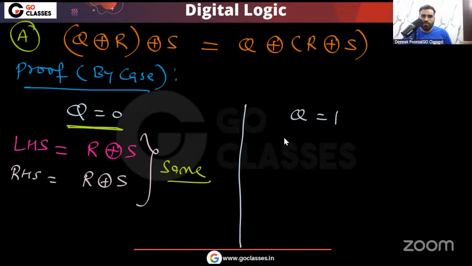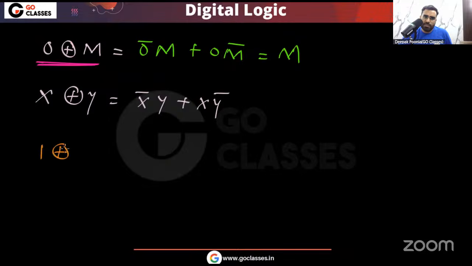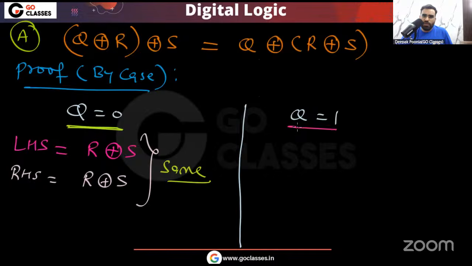Okay, so let's see when Q equals 1. So here you can see what happens when I do 1 XOR M. You can see that will be 1 bar M or 1 M bar. 1 bar is 0, 0 M will be 0. So here I will get M bar. Very simple: 1 XOR M is M bar. Now let's see when Q is equal to 1, then what will be LHS, what will be RHS?